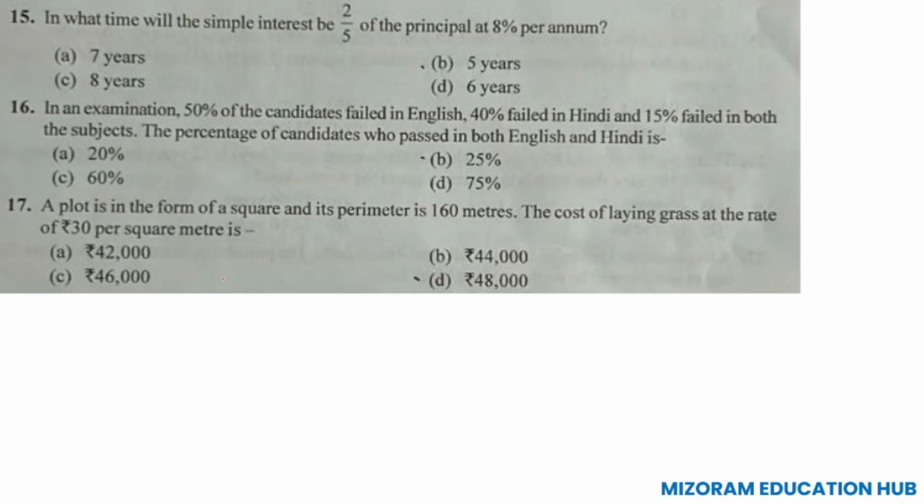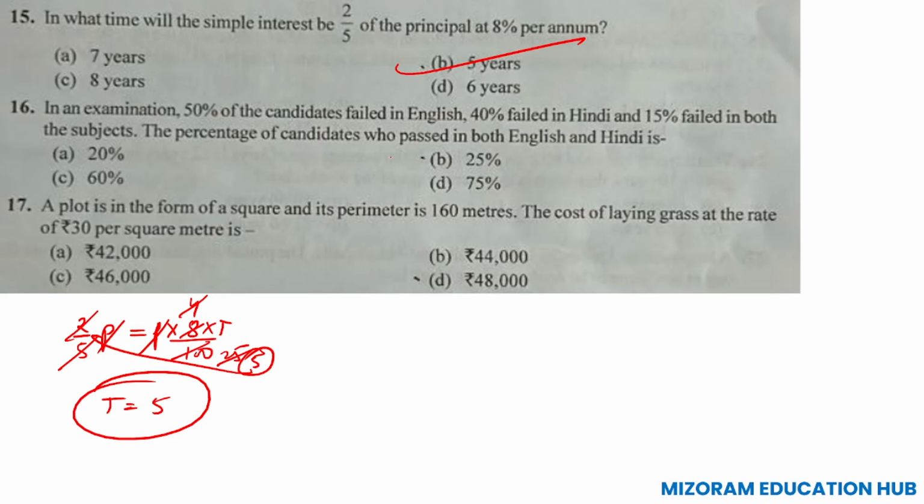In what time will the simple interest be 2 by 5 of principal at 8% per annum? Consider simple interest as 2 by 5 of principal. This is SI. The SI formula is PRT by 100. R is given as 8, T is to be found. Dividing by P, P cancels, 2 by 5 equals 8 times T by 100. Cancelling, 4 times T equals 100 by 5, so T is 25 by 5, that is 5 years. So 5 years is the correct answer.